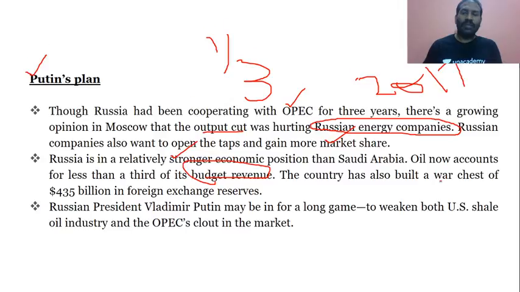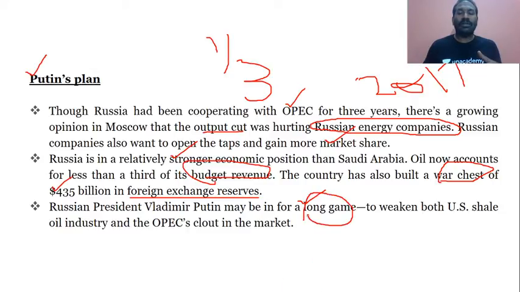And the country has built a war chest of reserves, that is foreign exchange reserves, close to $435 billion already in place. And the economic benefit they have from oil is only one third of Russia's budget revenue. And Russian President Vladimir Putin may be playing a longer game, that means he wants to really be part of the game itself. He wants the game to start and he would be in the game for a longer period of time.